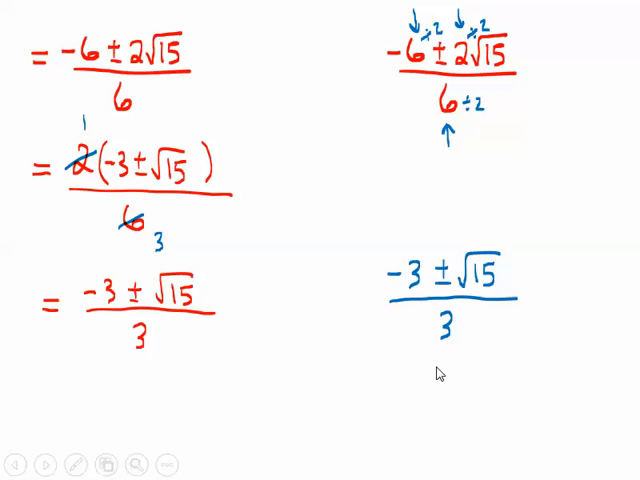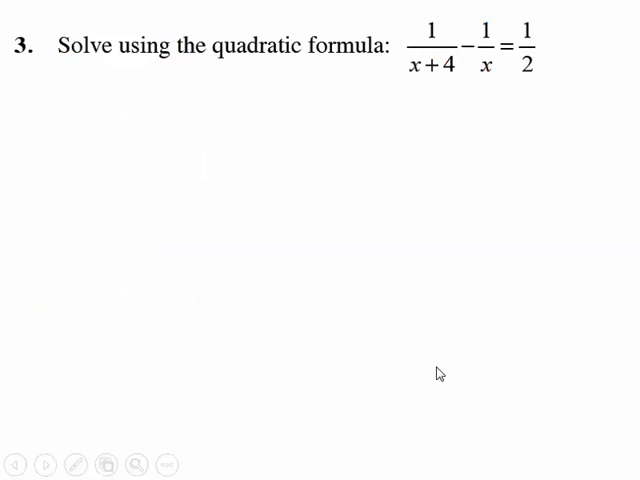Okay, getting a little bit more complicated. What happens if we have variables in the denominator? Just like the previous problem, where we multiplied everything by 6, in this case we're going to have to multiply everything by the problem here, so I have some space to show you what I'm multiplying by. How about we multiply through by x plus 4, also by x, and also by 2. I need all those terms here.